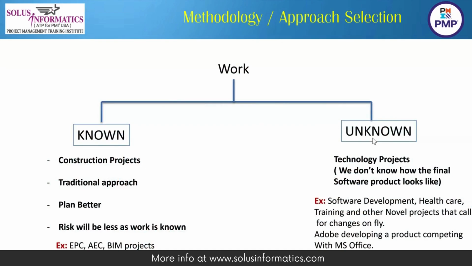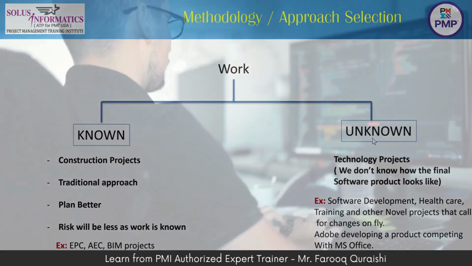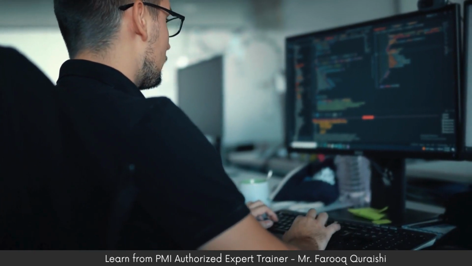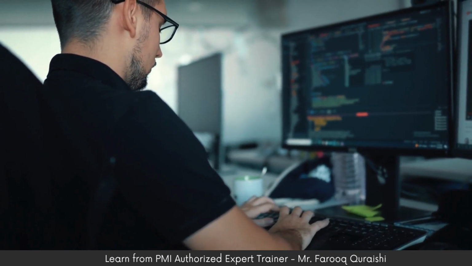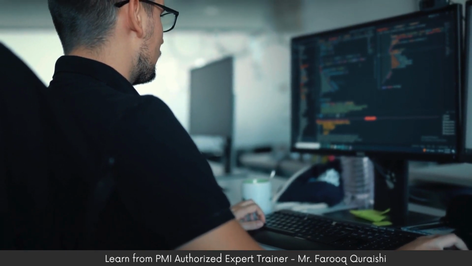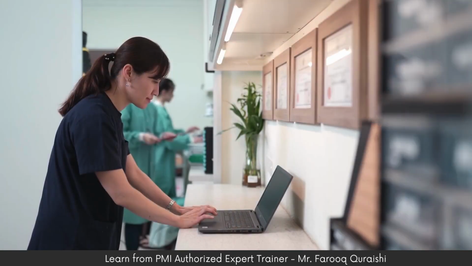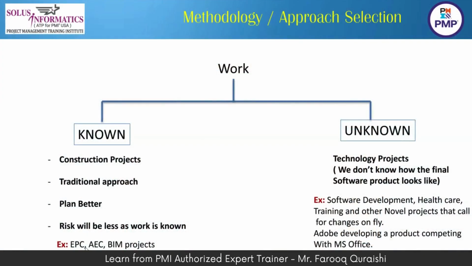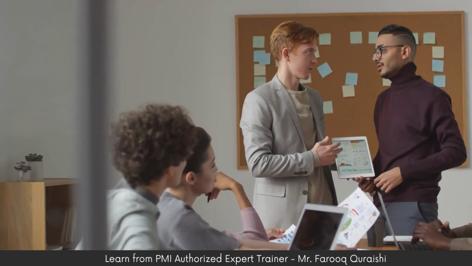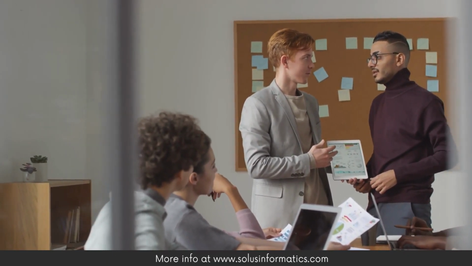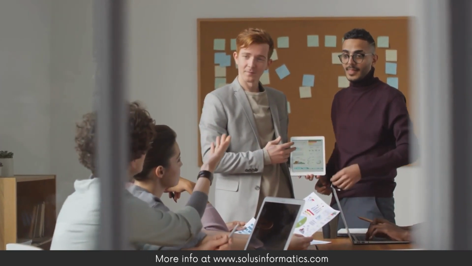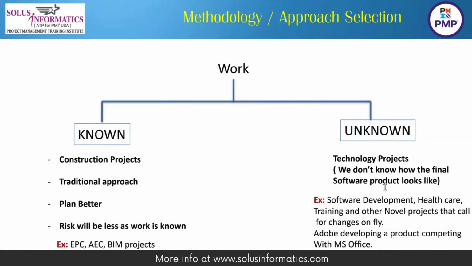If the work is unknown kind of work, you could talk about the technology project. We don't know how the final software product looks like. There you use the agile methodology, the software development project, healthcare projects, training projects, and other novel projects that call for changes on the fly. In an agile project, changes have to be welcome. The requirement is dynamic. One example is Adobe developing a product competing with, you know, Microsoft Office.